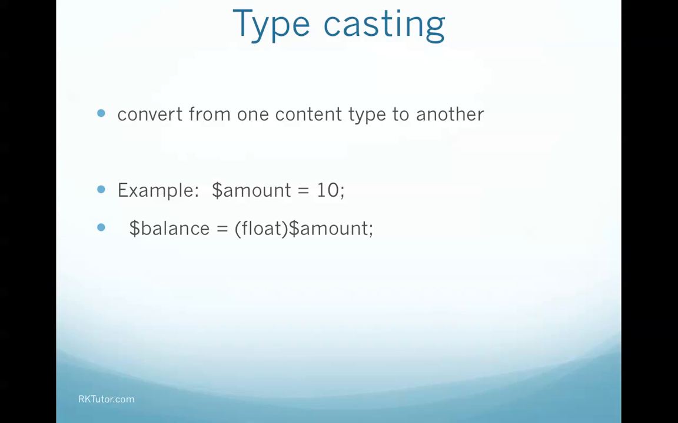Typecasting. So what is typecasting? It means you can convert a value from one type to another type during assignment. For example, I have a variable amount which holds an integer, but I want to convert this into float. While converting, it will become 10.0. So I am assigning this amount to balance, but I am converting integer to float. So now balance holds a float value.